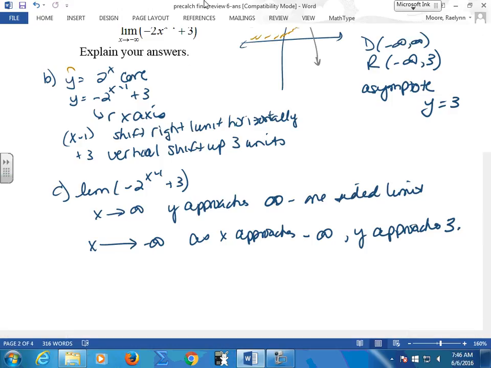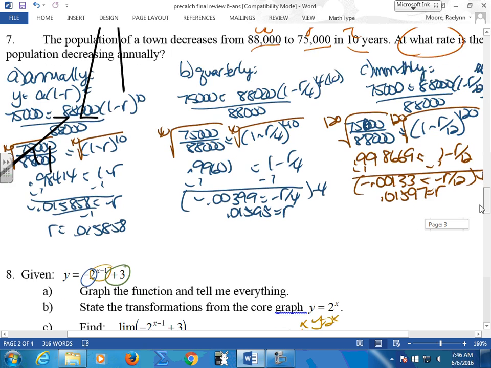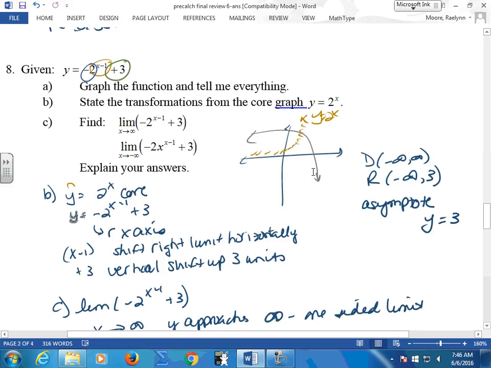It says, the limit as it approaches infinity. Well, if you take a look at your graph, I don't want to touch the screen because I know it's going to go crazy, but as x goes to the right over here, this doesn't have a limit. It keeps on going and going. There's no asymptote. As it goes to the left, there's your asymptote here, y is equal to 3. So as it goes to the left, it approaches y at 3. But as it goes to the right, there's no limit. Okay. Any questions?